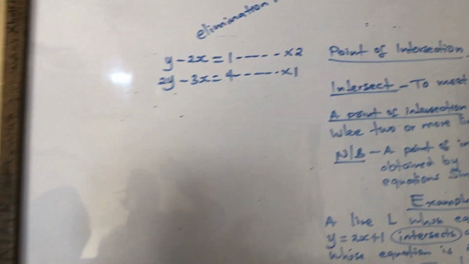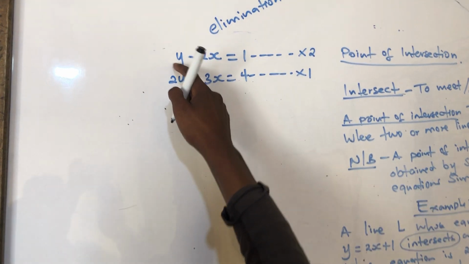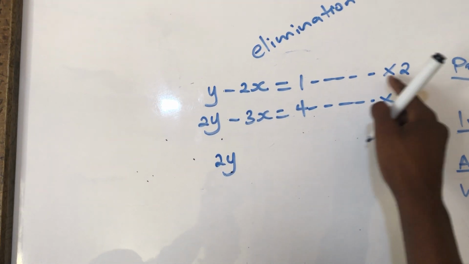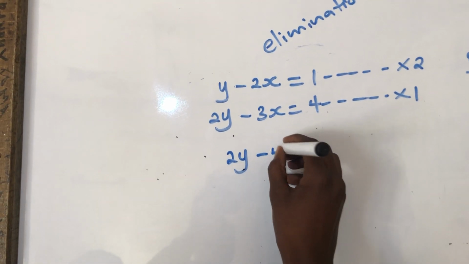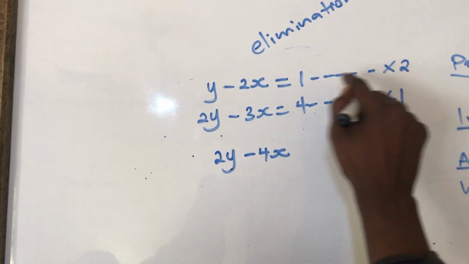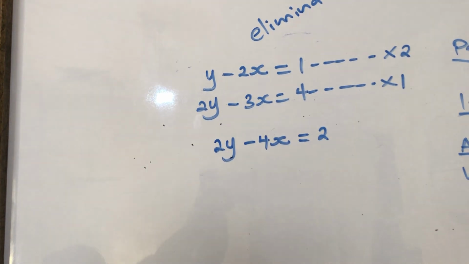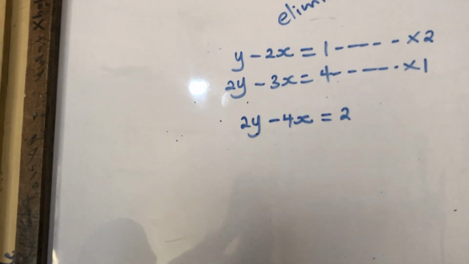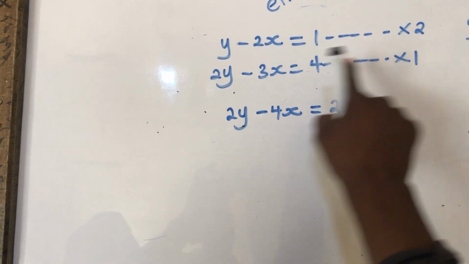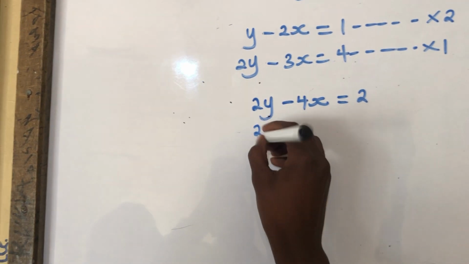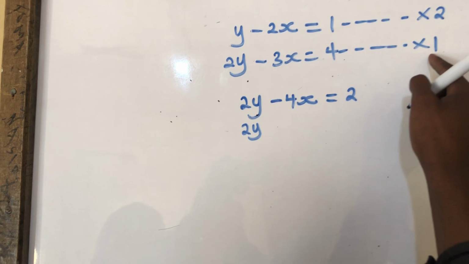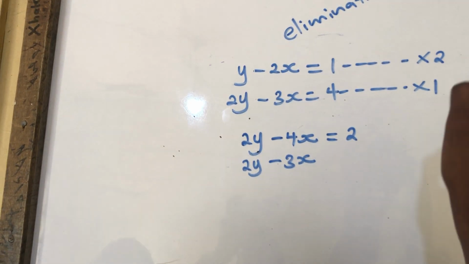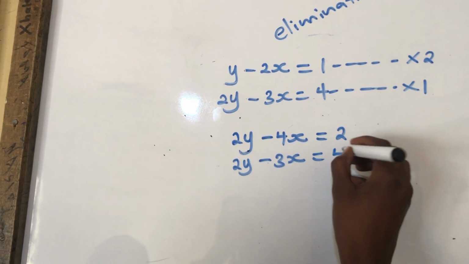We will then multiply out. What is 2 times y? That should give us 2y. What is 2 times 2x? That will give us 4x. And 2 times 1 would give us 2. Which will then bring us to the lower equation. What will be 1 multiplied by 2y? That will be 2y. And 1 times negative 3x will remain to be negative 3x. And 1 times 4 will remain to be 4.